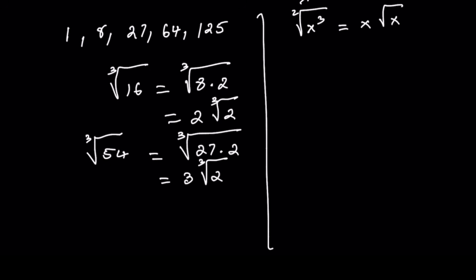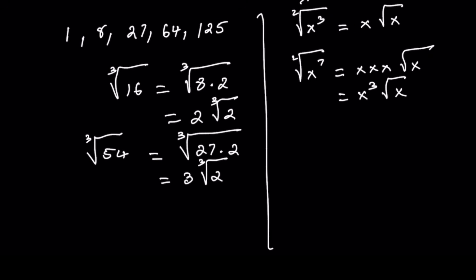Now let's try a bigger one. Simplify the square root of x to the 7th power. 2 goes into 7 3 times with 1 remaining. So 3x factors come out and 1x stays inside. The answer is x cubed square root x.